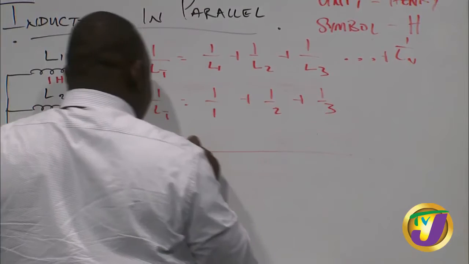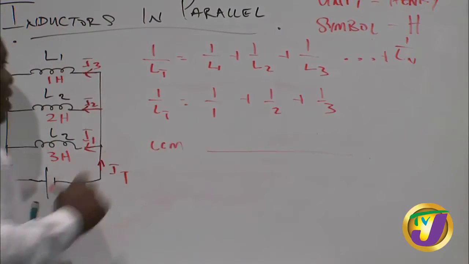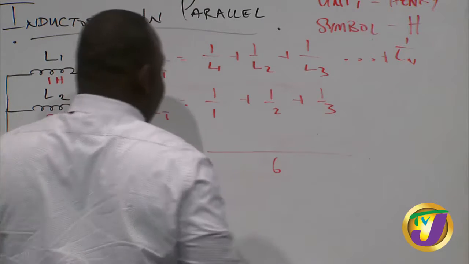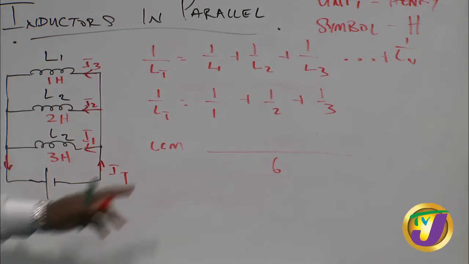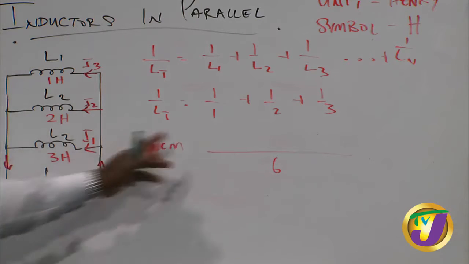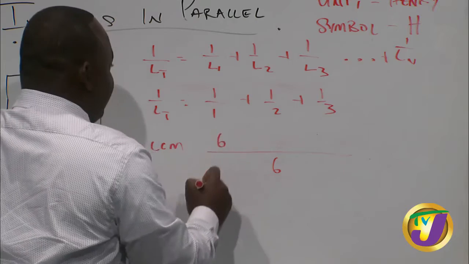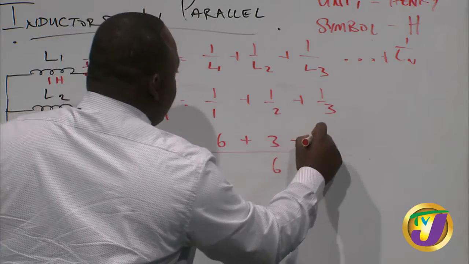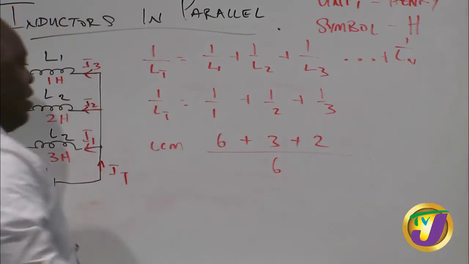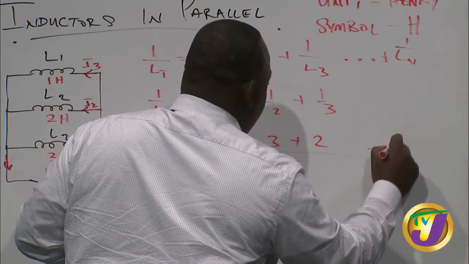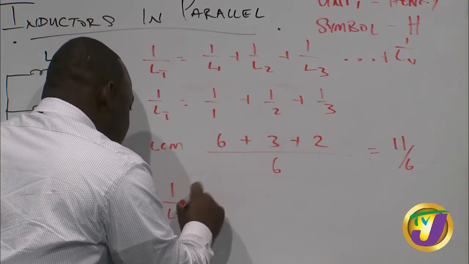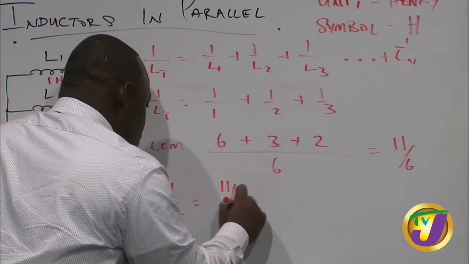Now we find our LCM. And what do you think our LCM will be for that, students? Now if you're guessing the number 6, then certainly you are correct. Right. So in reducing this now, 1 into 6 goes, nice, 6 times. 2 into 6 goes 3 times, and 3 into 6 goes 2 times. Now if we add all of these, 6 plus 3 plus 2, we would have 11 over 6. So 1 over LT would be equal to 11 over 6.